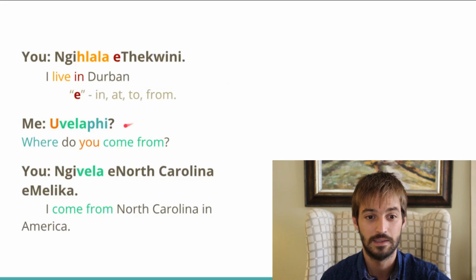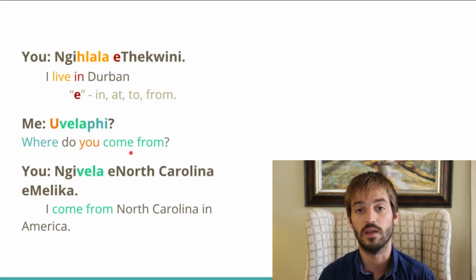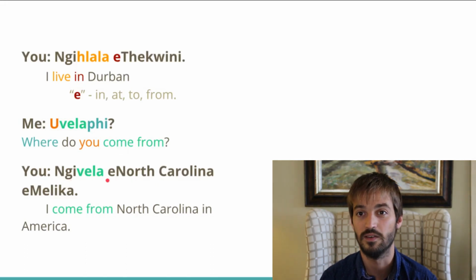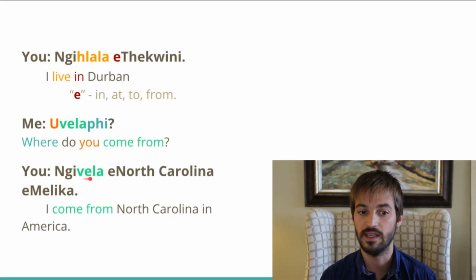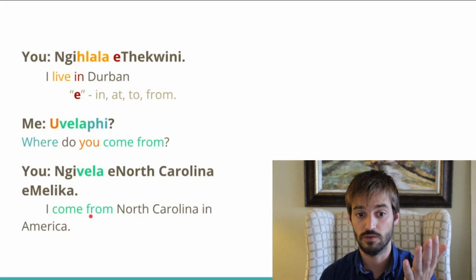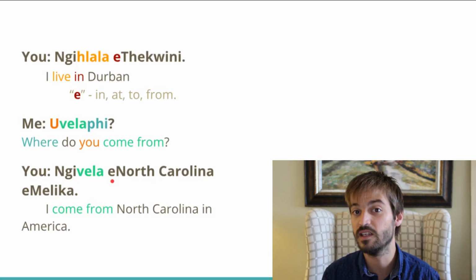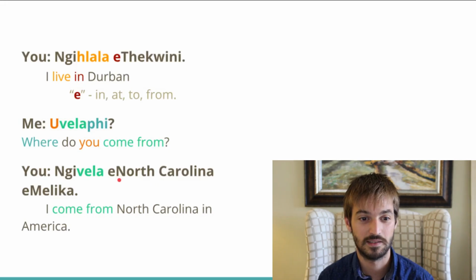Uvelaphi. Cool. So uvelaphi. U is the U. Vela, come from. P, where. Uvelaphi. And you can say ngivela e, wherever you come from. Cool. Ngivela, I come from. So this is you saying ngivela eLadysmith, noma eEstcourt, noma eUpington. Angazi. Cool.